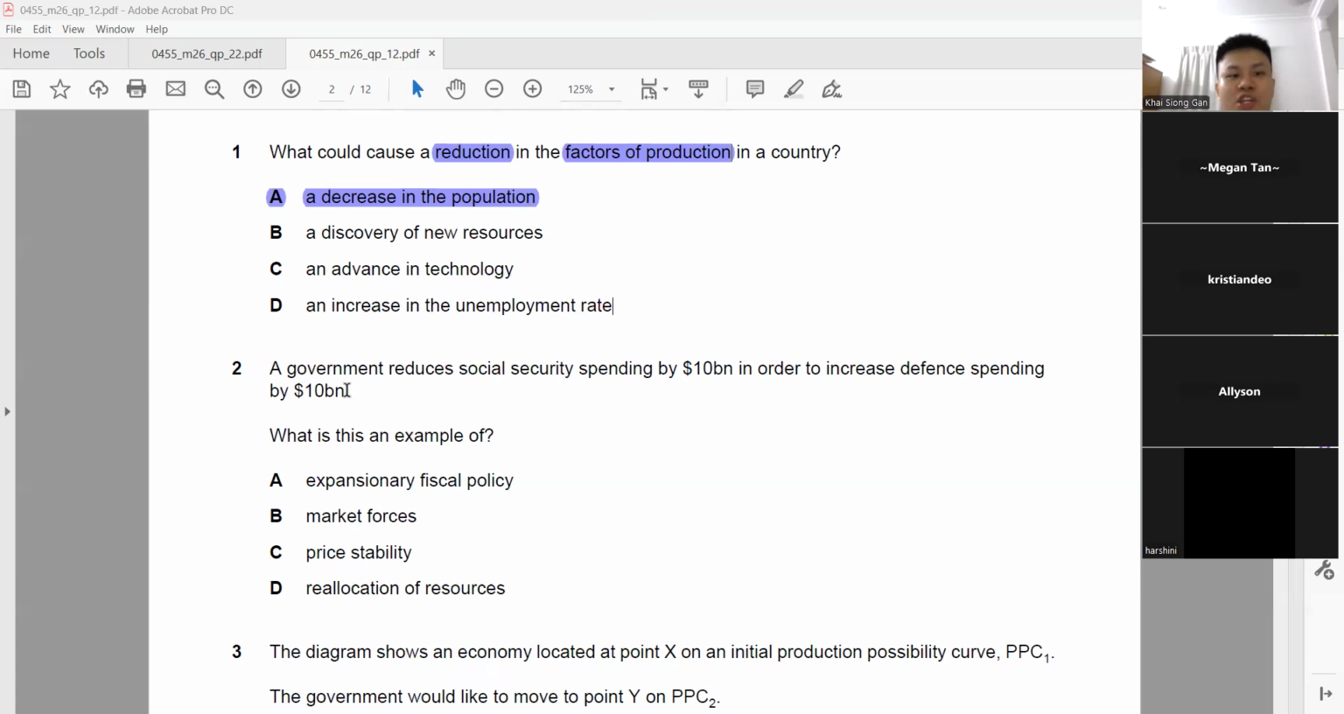Correct. Question 2. A government reduced social security spending by 10 billion in order to increase defense spending by 10 billion. What is this an example of? The government is deciding between spending the money on social security or defense. So it is kind of opportunity cost, kind of trade-off. But here they are saying that they reduce the money on social security spending to increase defense spending by 10 billion. So they are using the funds on different aspects. This one is very direct: reallocation of resources. Correct.